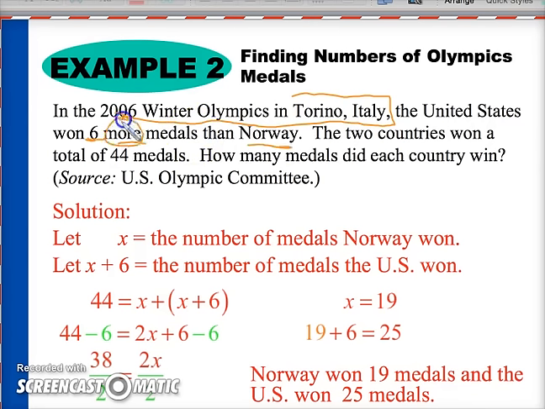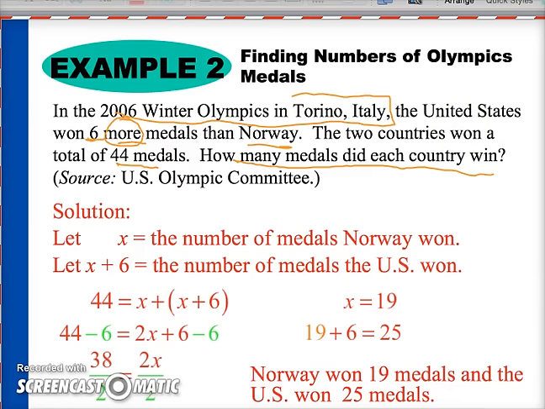The United States won 6 more medals than Norway. So notice there's 6 more than Norway. The 2 countries won a total of 44 medals. That means United States plus Norway combined for a total of 44 medals. The question is, how many medals did each country win? So, how many medals did Norway win? How many medals did the United States win? That's what it's asking us to do.